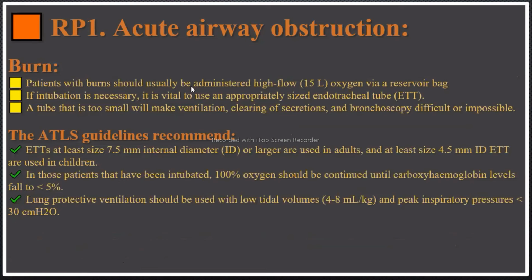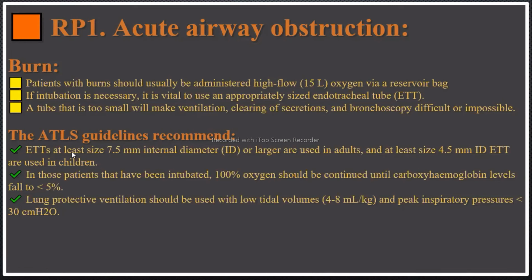So a patient with a burn should usually be administered high flow oxygen by reservoir. Intubation is necessary. It is vital to use an appropriately sized endotracheal tube. A tube that is too small will make ventilation, clearing of secretions, and bronchoscopy difficult or impossible. So you have to choose the correct ET tube.